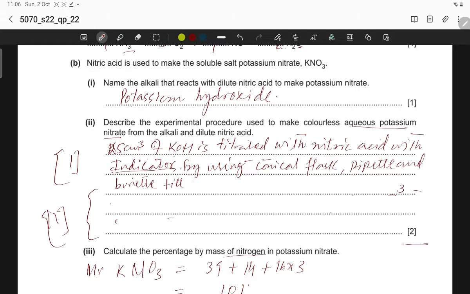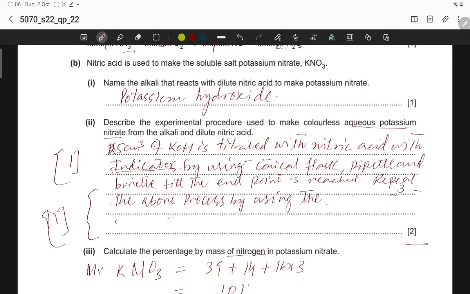Titrate till the end point is reached. Repeat the above process using the same volume of acid and potassium hydroxide, but without indicator. So just mention this, because 2 marks are there for without indicator.